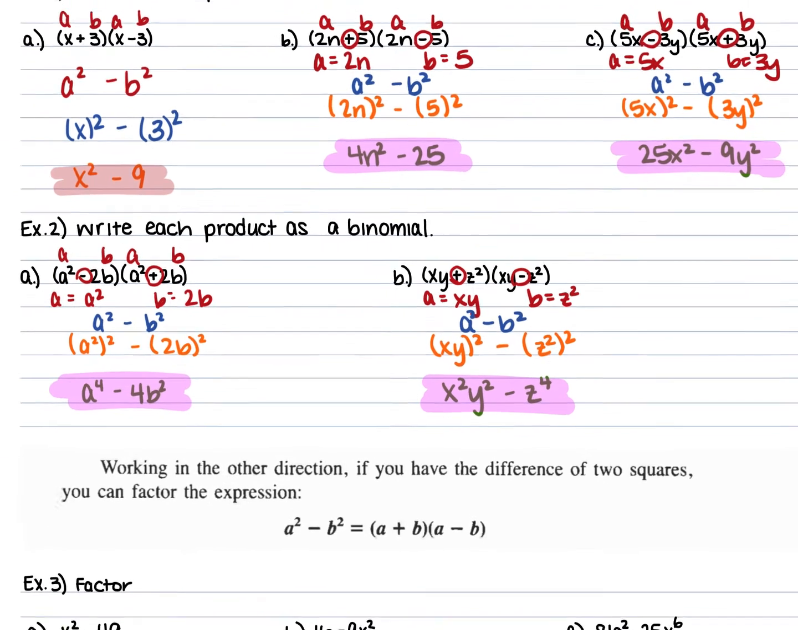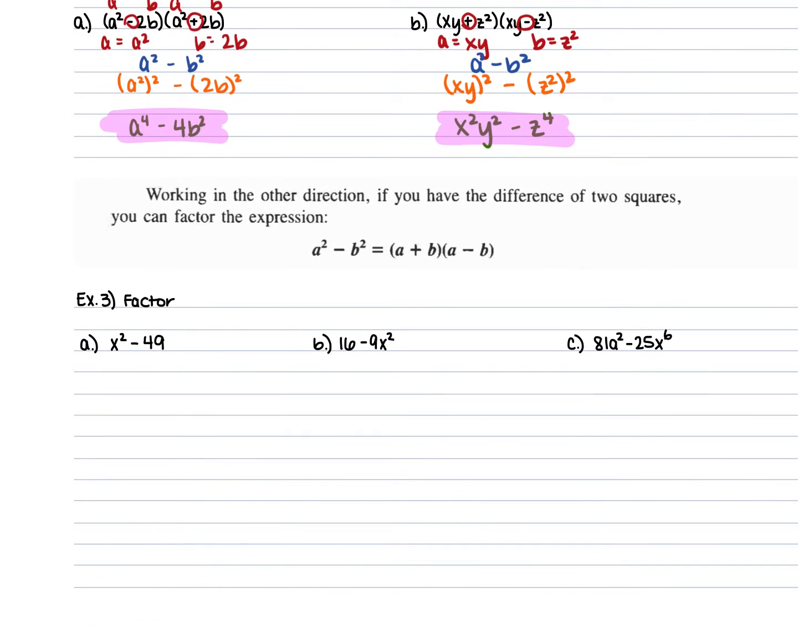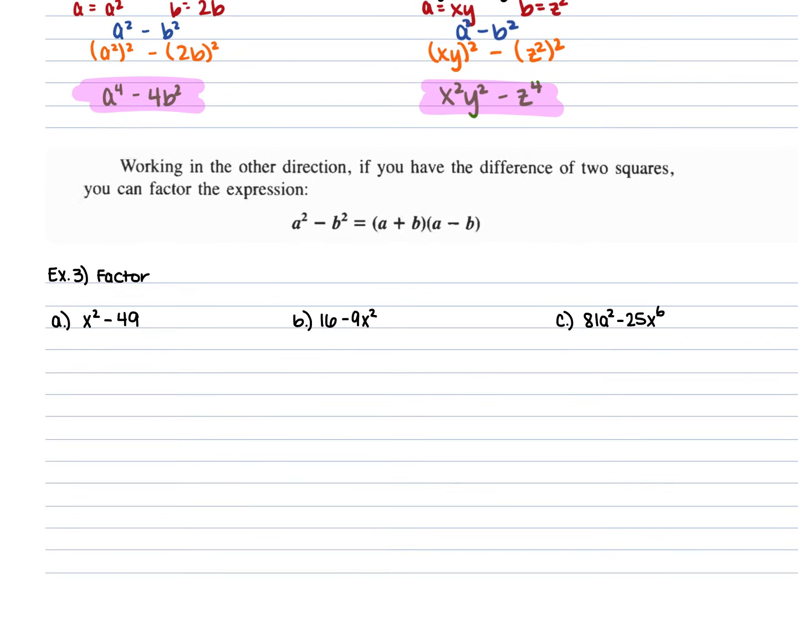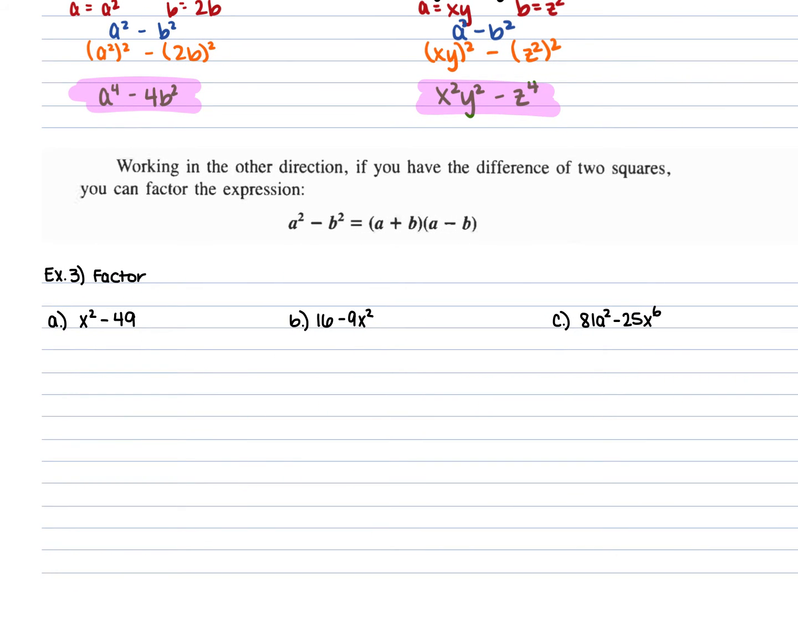The second half of your lesson goes over factoring these binomials. So these binomials, you're going to look at them and you're going to ask yourself, can I take the square root of the first term? Can I take the square root of the second term? Are they separated by subtraction?